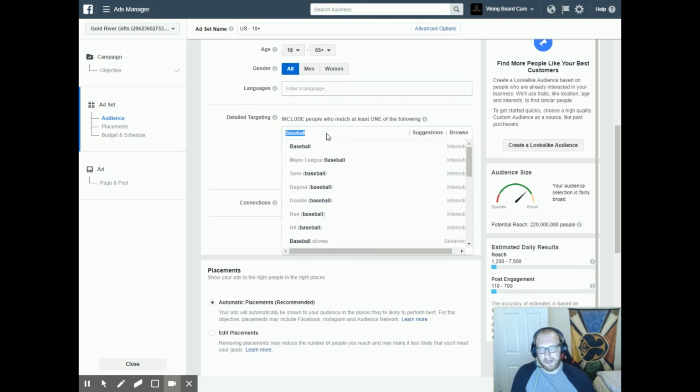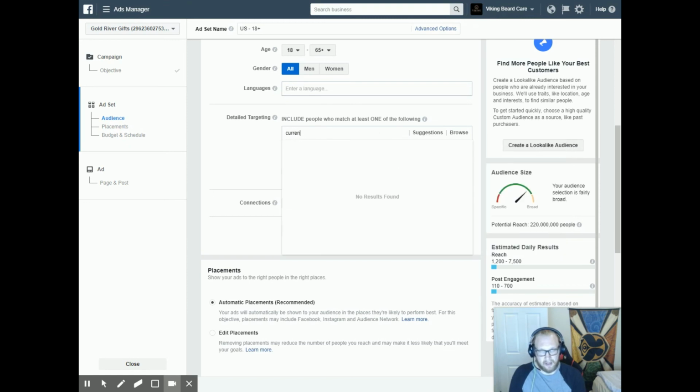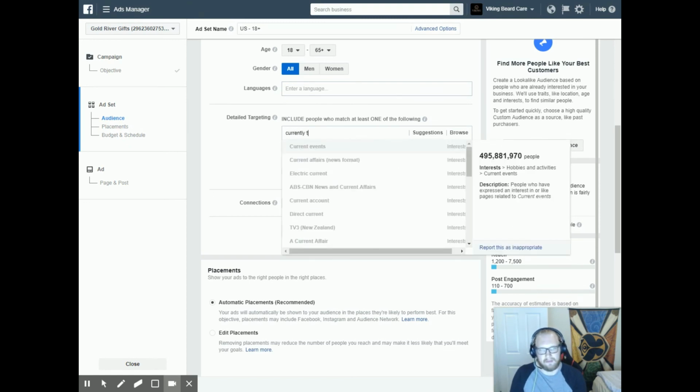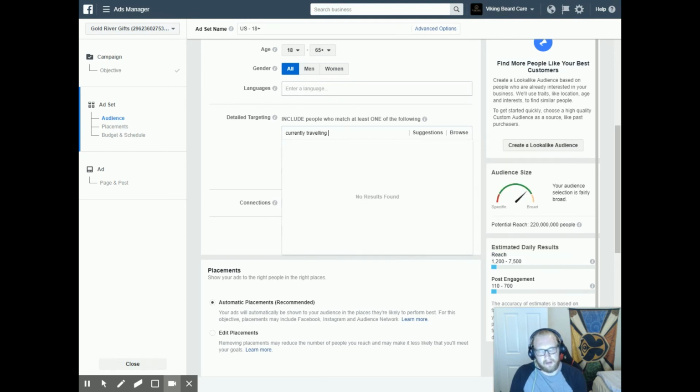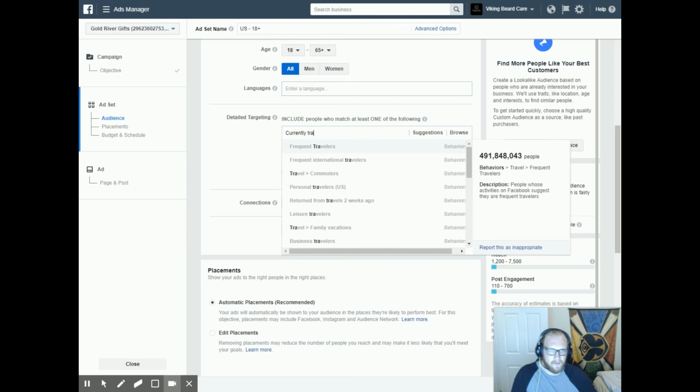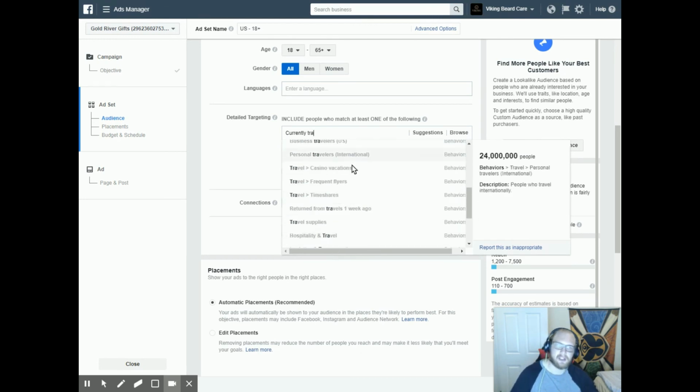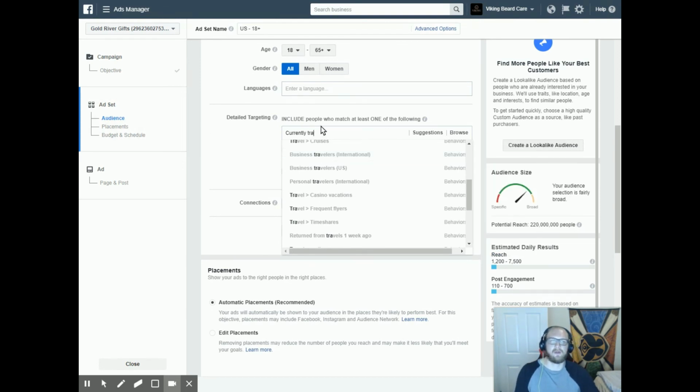Number 23, you can target certain types of travelers. You can even do business travelers, or commuters, or even people that are currently traveling. Obviously, my spelling isn't the best. We've got frequent travelers, travel commuters, travel vacations. So there are different variations. Travel casino vacations, frequent flyers, timeshares. You can really get down to who you need to target with this. If you want to target timeshares, maybe you can sell people on more timeshares. It really gets handy.